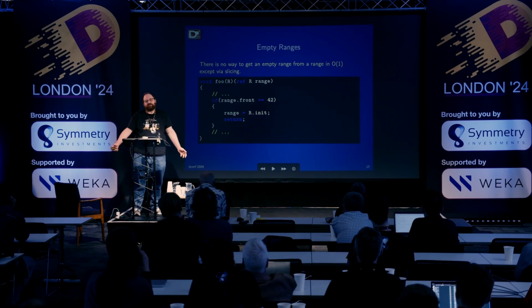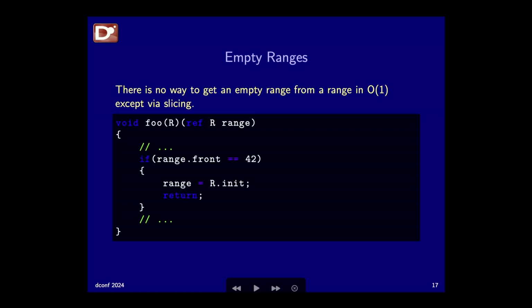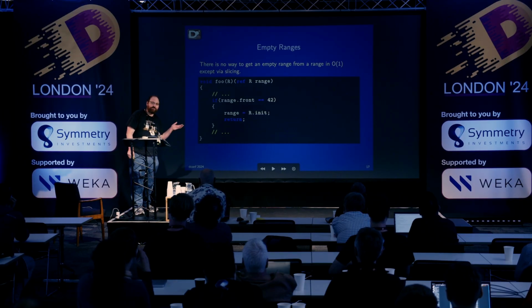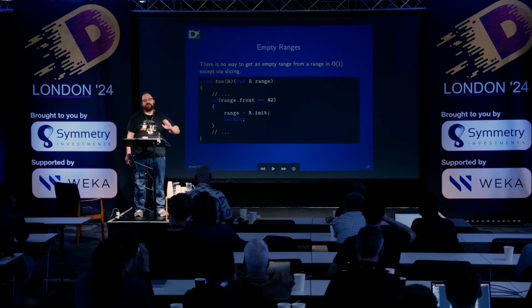But for forward ranges or bidirectional ranges, you can't do that. So if you have a case where you need to retain the same type, like in this example, you've been passed in a reference to a range, and it makes sense for this code to make it empty. There's no way to say, hey, we want to make this empty now and return so that when you then look at it afterwards, it's empty. In this case, the code is using the init value, which for many ranges will work, but of course in the general case does not. And there's just no way to do this in the general case.